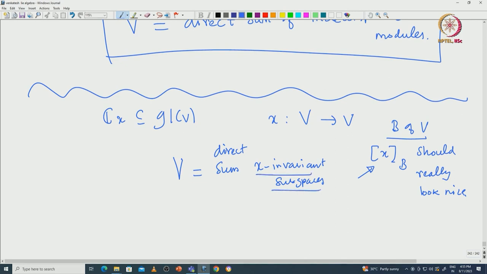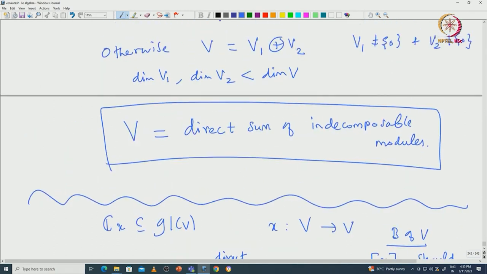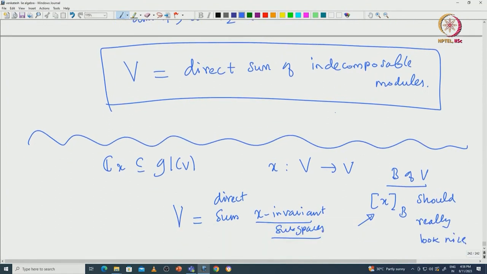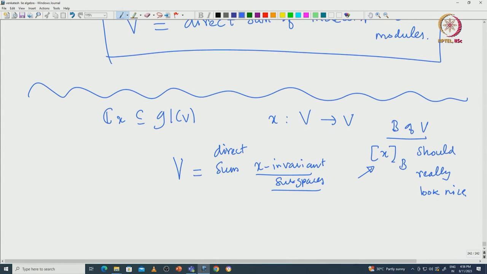But you want to refine this further and further, and get a maximal direct sum of X invariant subspaces. You do not want just any sum of X invariant subspaces; you want the maximal possible, obtained by writing V as a direct sum of indecomposable X invariant subspaces. Basically, the cyclic decomposition theorem says that V can be written as a direct sum of cyclic subspaces. So, these indecomposable X invariant subspaces are nothing but cyclic subspaces.